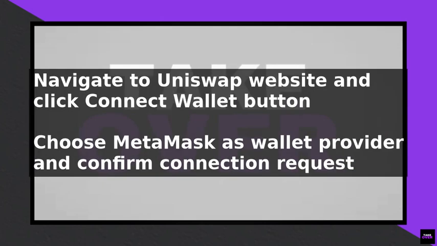After connecting your MetaMask wallet to Uniswap, you can start trading your Ethereum-based tokens. Uniswap will display your available balance and allow you to select the token you want to trade. You can then enter the amount you want to swap and review the transaction details. Make sure to check the slippage tolerance and the gas fee before confirming the transaction.